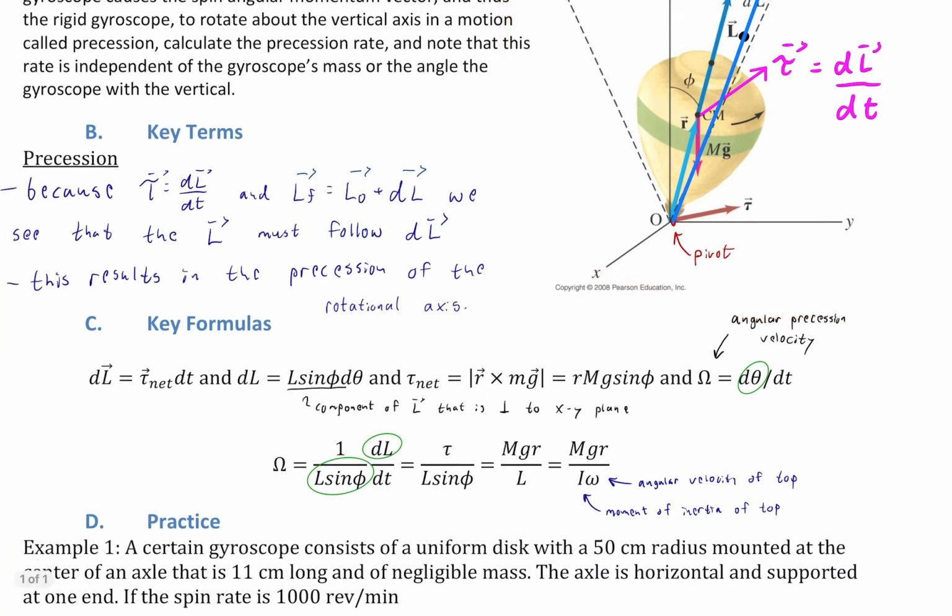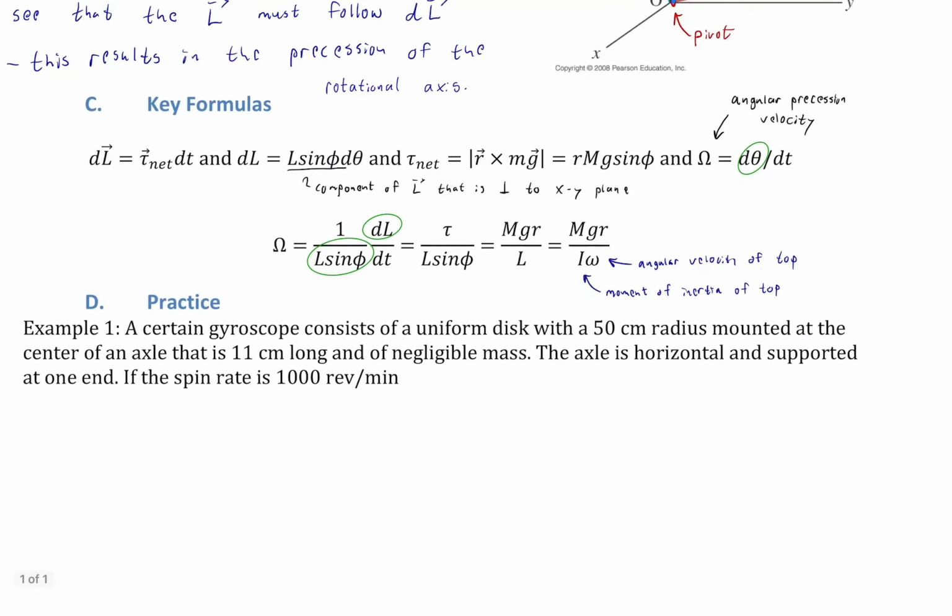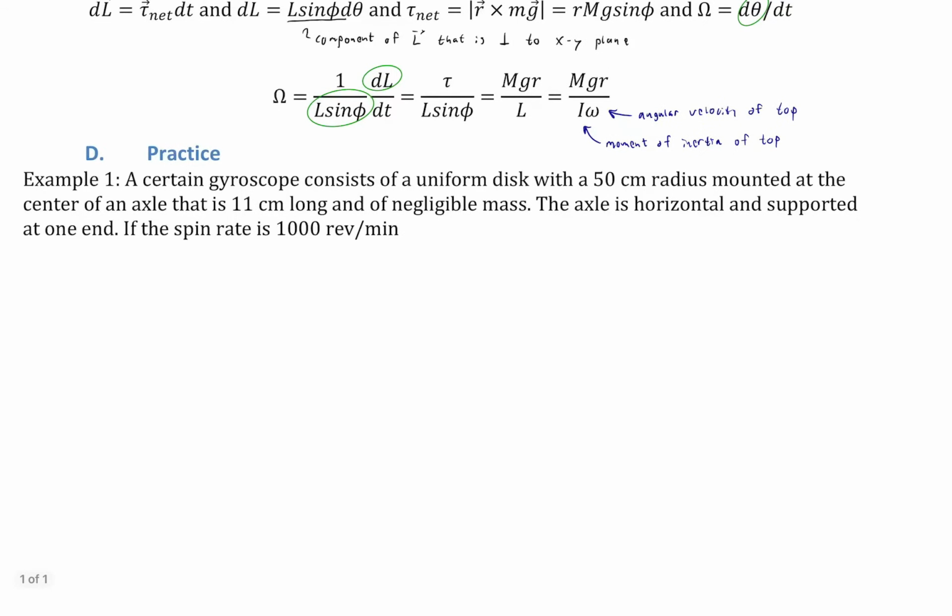Okay, let's do our one example just to make this a little concrete. All right, so a certain gyroscope. And a gyroscope is a tool, it's also a demonstration, it's a toy. If you Google gyroscope, you'll see what they look like. Maybe you've seen one before. I have a sketch of one that I'll show you in a second, that will be included in the example.